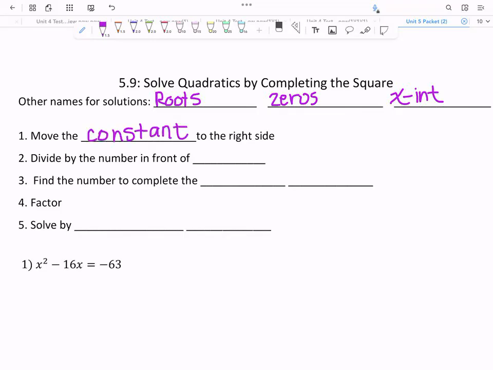We're going to divide by the number in front of x squared because we want to get rid of the a coefficient. And then what we need to do is find the number to complete the square. And we're going to do that by finding b over 2 squared. We're going to factor it, and then we're going to solve it by square roots.